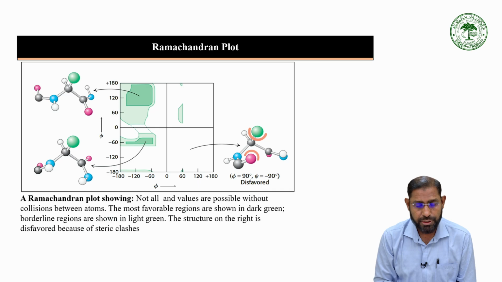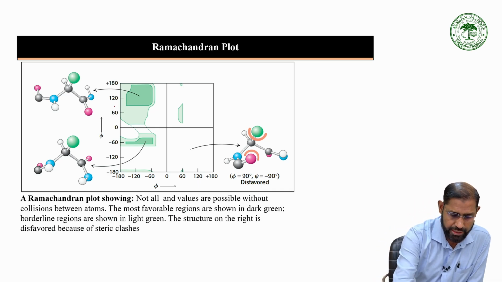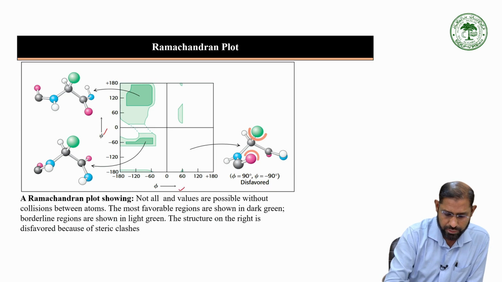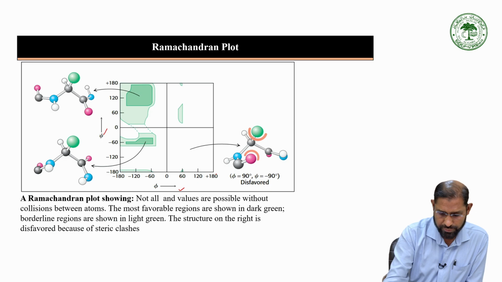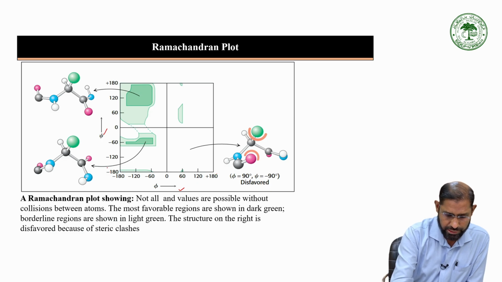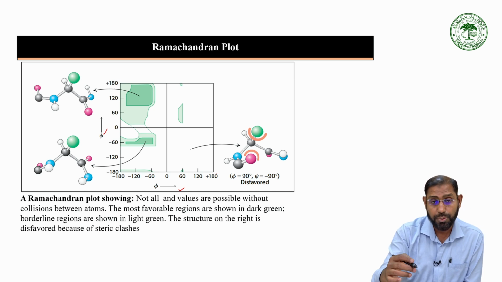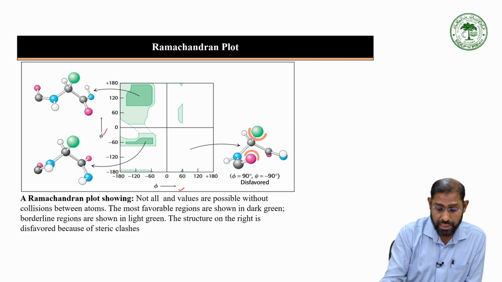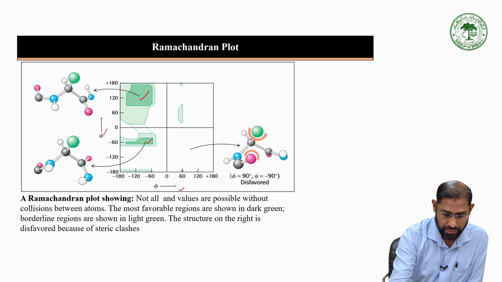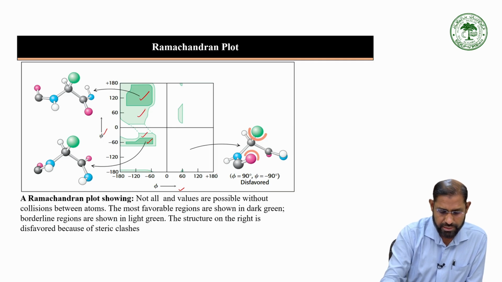And this is the Ramachandran plot. This is the psi angle on the y-axis and the phi angle on the x-axis, with angles from -180 to positive 180. What does this Ramachandran plot show? Not all values are possible without collision between atoms. The most favorable combinations are shown in dark green, and the borderline regions are shown in light green.